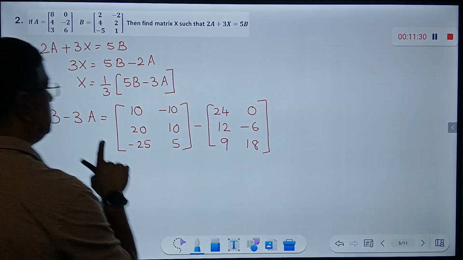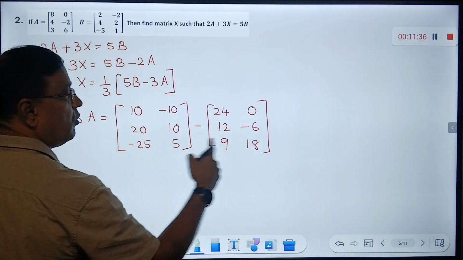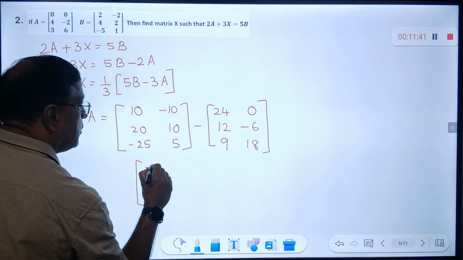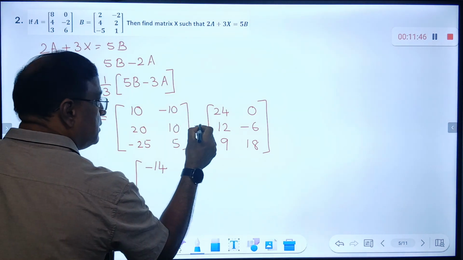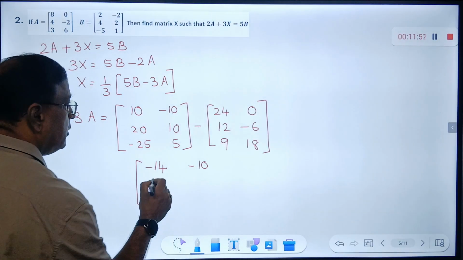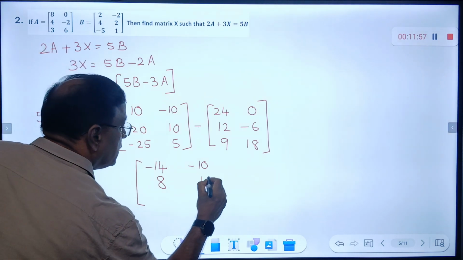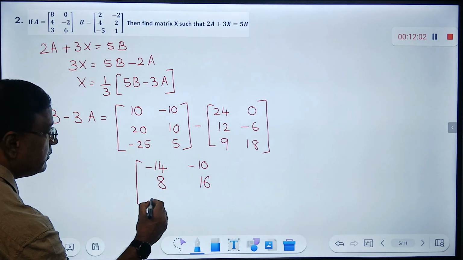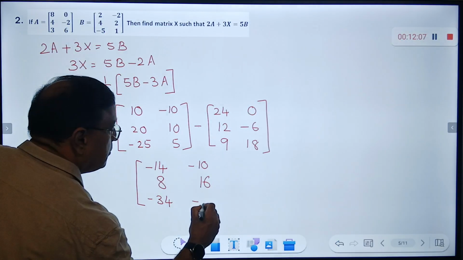And I kept the minus outside. Okay. Now I have to subtract. Are the orders the same? Yes, both of them are of the same order. So how do I subtract? 10 minus 24, minus 14. Minus 10 minus 0, minus 10. 20 minus 12, 8. 10 minus of minus 6, 16. 25 minus 9, minus 34. 5 minus of 18, minus 13.